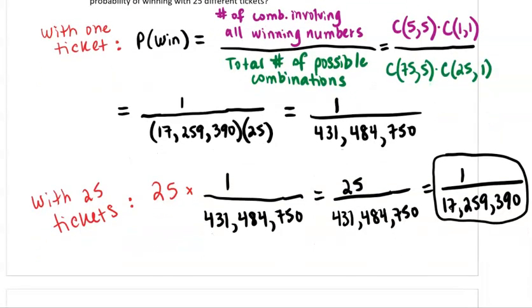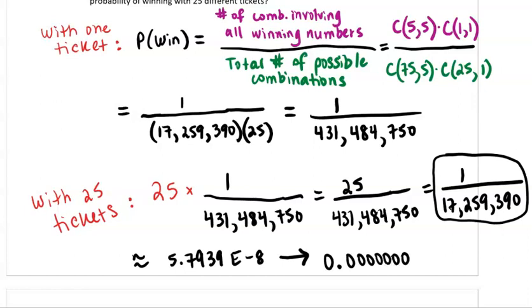On a calculator, my calculator displays 5.7939 E-8. And again, that E-8 is scientific notation, which means that the decimal would have to be moved 8 places to the left, which would give this answer: 7 zeros and then 57939. So that would be the decimal approximation of this probability. To get the percent chance, we would multiply that by 100, or in other words, move the decimal 2 places to the right.